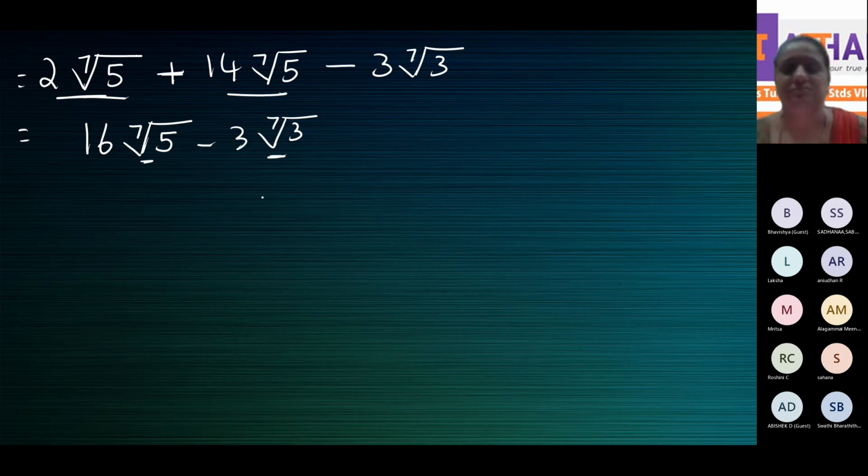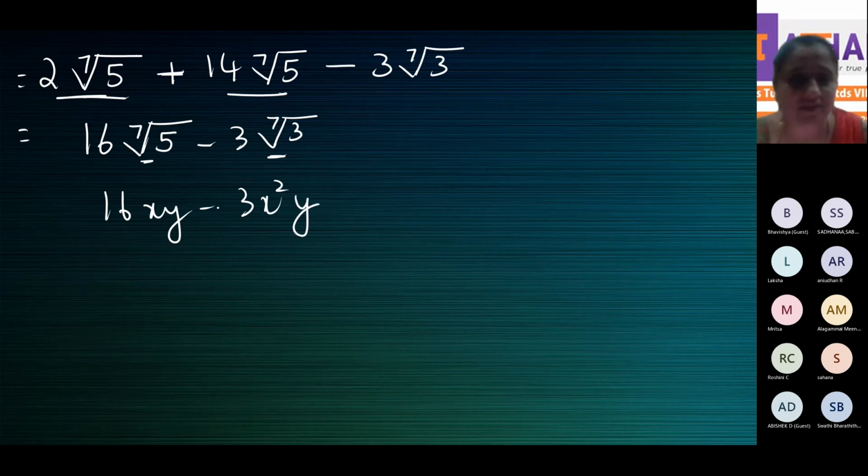Am I clear, children? Yes, ma'am. It's like you have 16xy minus 3 x square y. You cannot simplify this. This is subtraction, and you cannot subtract them because they're unlike. How do you make out if they're like or unlike? From the algebraic factors. This is xy, this is x square y, so they're unlike because the algebraic factors are not the same. So 16xy minus 3x square y cannot be simplified further.